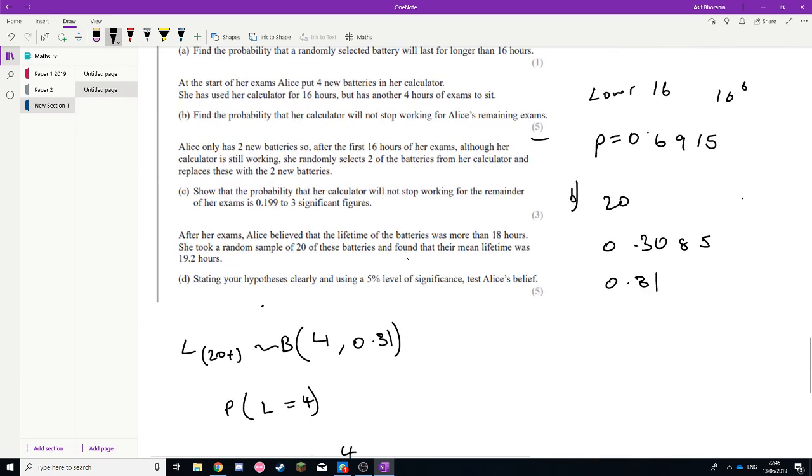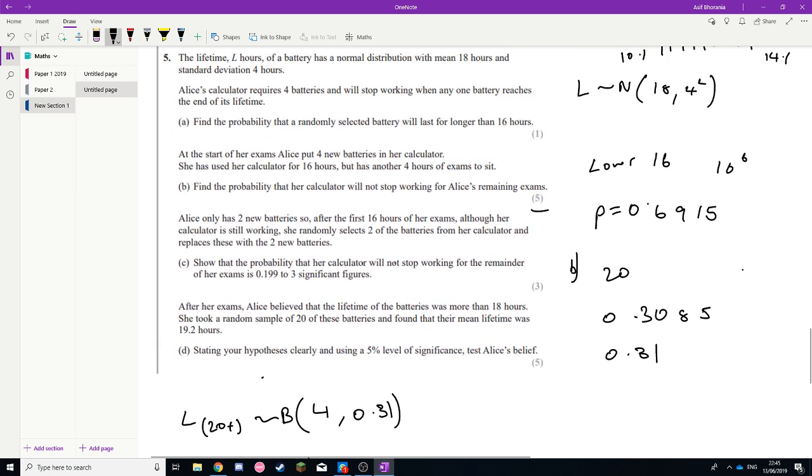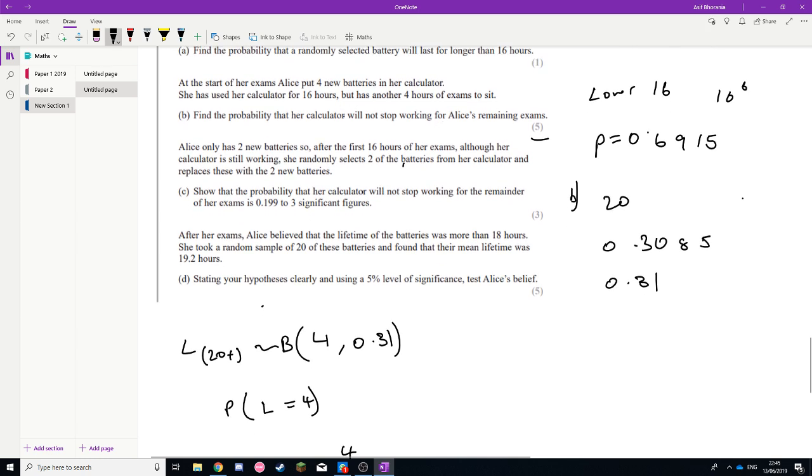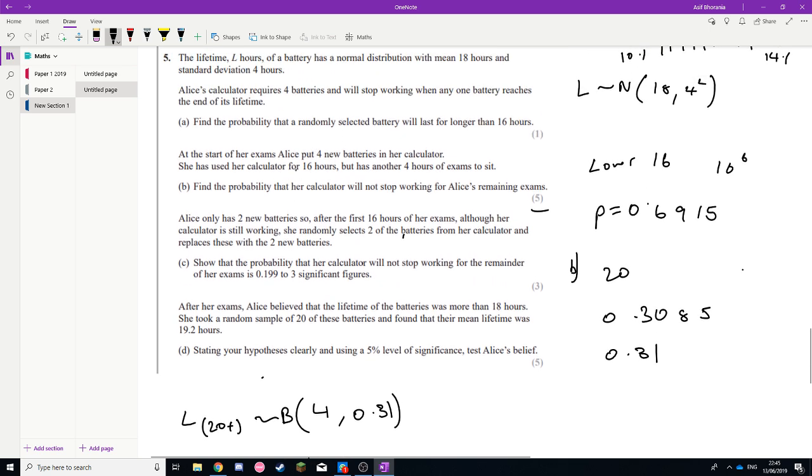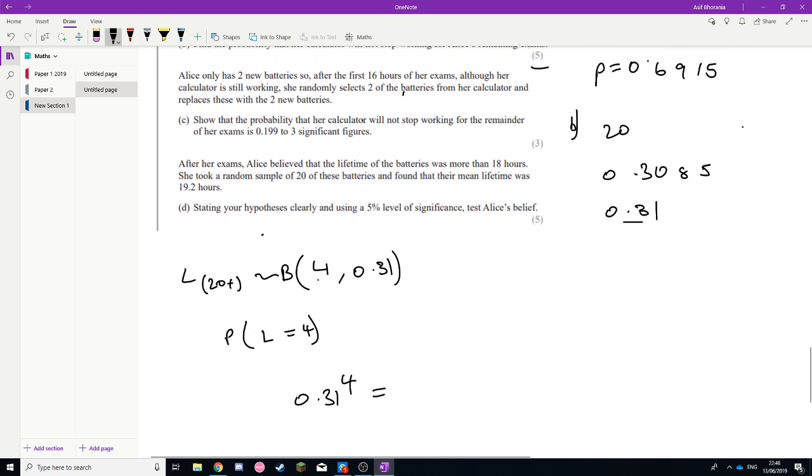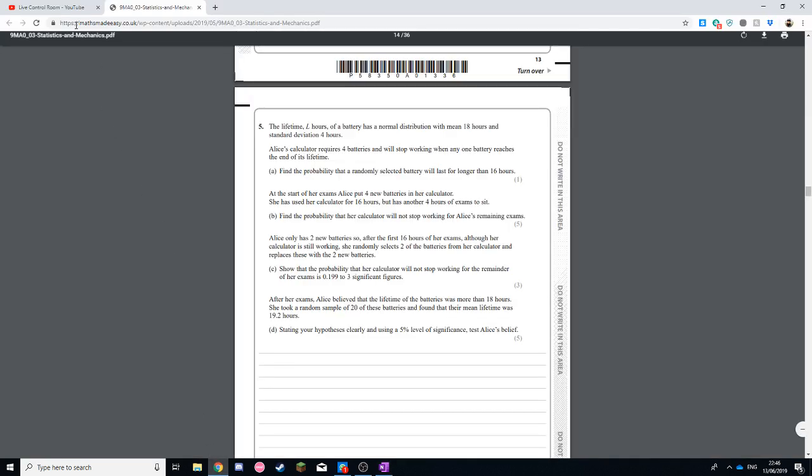I don't know if that's 5 marks. That doesn't seem enough. Maybe I'm missing something. She has used a calculator for 16, has another 4 hours to sit. So basically, she wants her calculator to work for 20 hours. So for a battery, the probability that any random battery works for 20 hours, using the normal distribution, gives me this probability. If I use a binomial distribution with 4 batteries, with that probability, and saying that all 4 need to last for that long, this is the success to the power 4. I think that works.